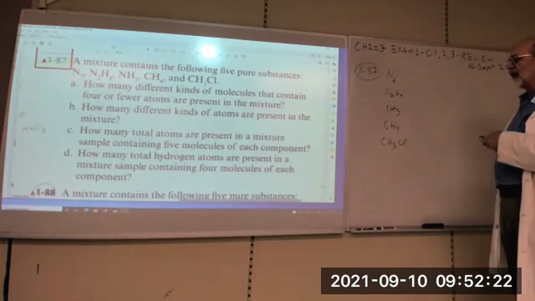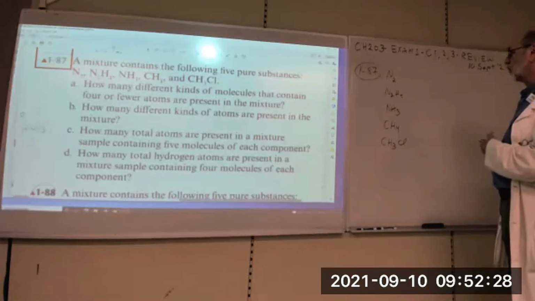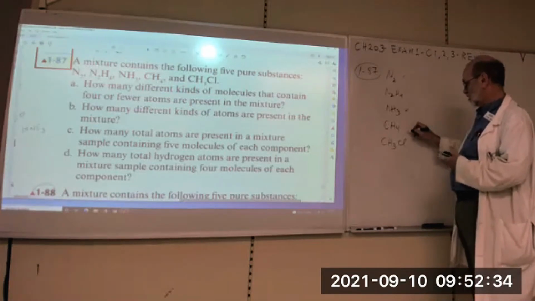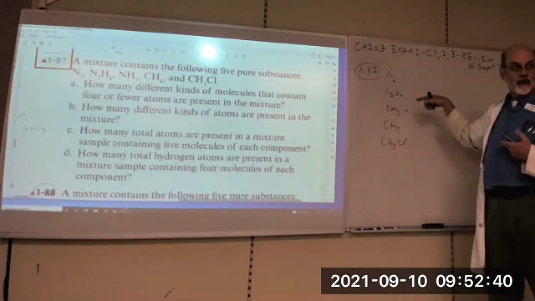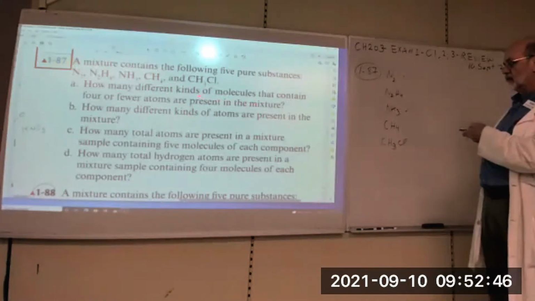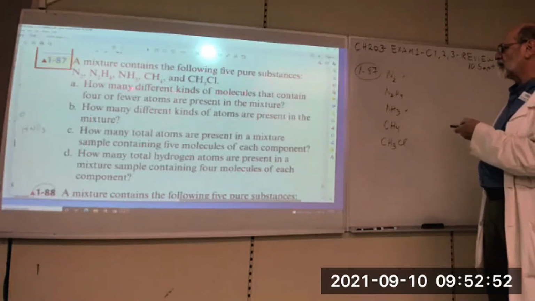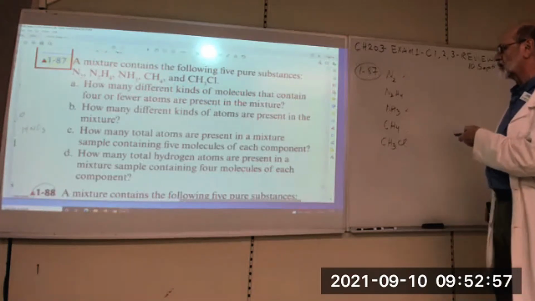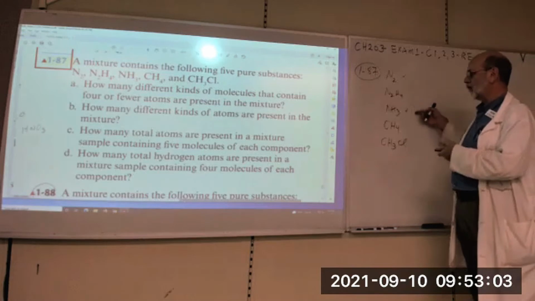Oh, okay. How many different kinds of molecules that contain 4 or fewer atoms are present? So that one's fewer. That one's 6. That one's 4. That one's 5. This was 3, 4, 5. Okay, so they only have these 2 with 4 or fewer atoms. A mixture contains the following. How many different kinds of molecules that contain 4 or fewer atoms are present in the mixture? Okay, that's the way I interpret that. That one and that one do.